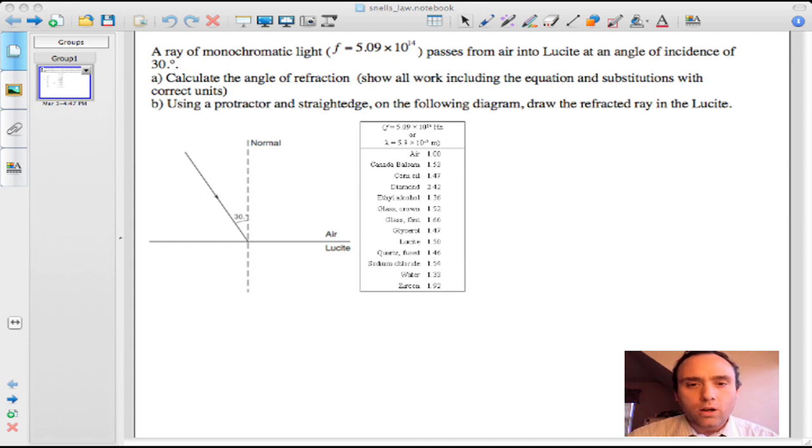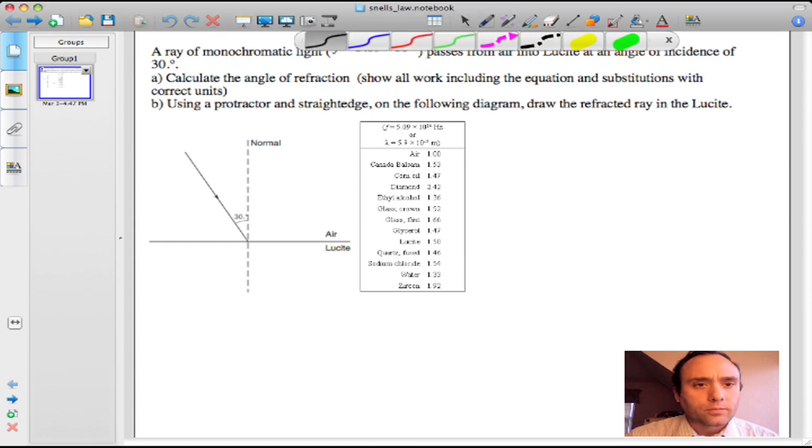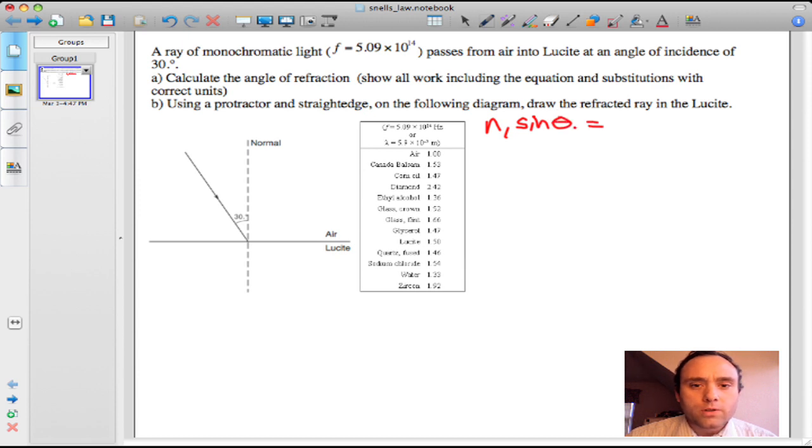Okay, so we start off with Snell's law, and that's where we got to begin. So if we look at that, the law says that n1 sine theta 1 equals n2 sine theta 2. Okay, so there's actually 4 variables in there. We need to find 3 in order to be able to solve that algebraically.